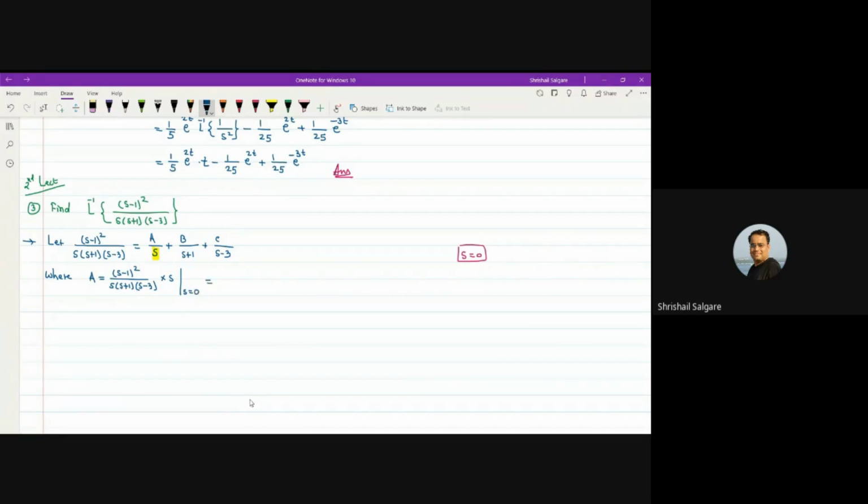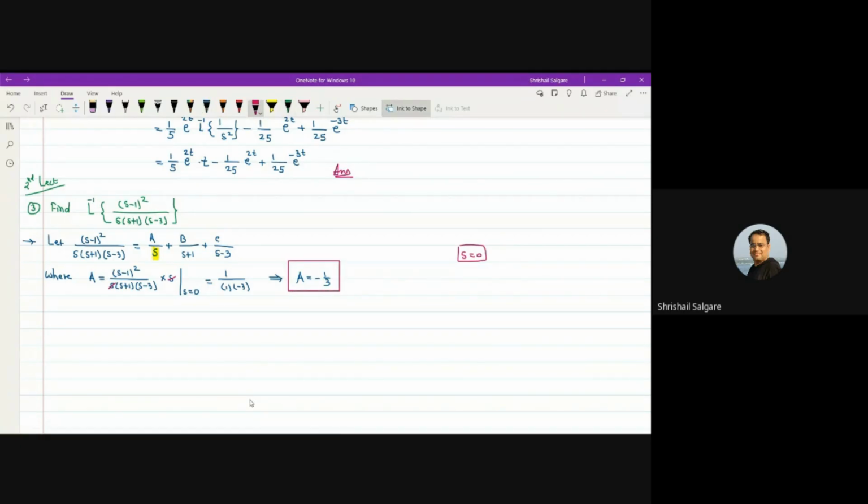If you substitute s is equal to 0, the factor s gets cancelled. The numerator is (minus 1) square, which is 1, and the denominator is 1 into minus 3. So a is equal to minus 1 by 3.